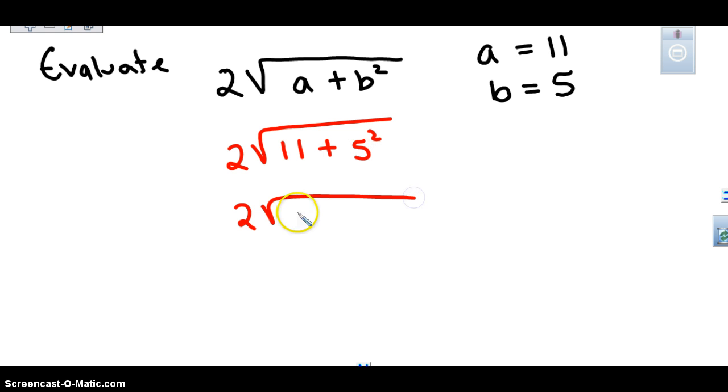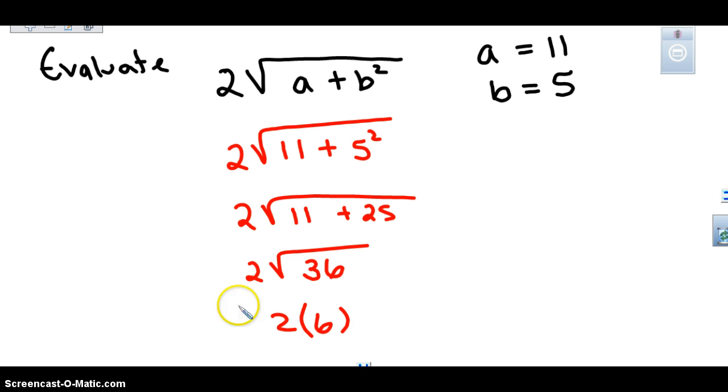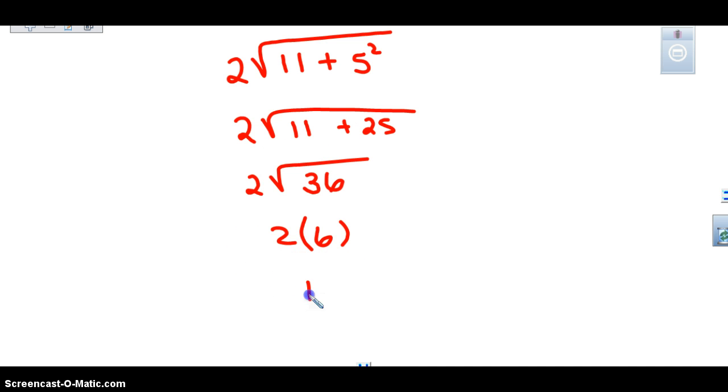So 11 plus 5 squared is 11 plus 25. This means 2 times the square root of 36. What is the square root of 36? 6. This means 6 times 2 is 12.